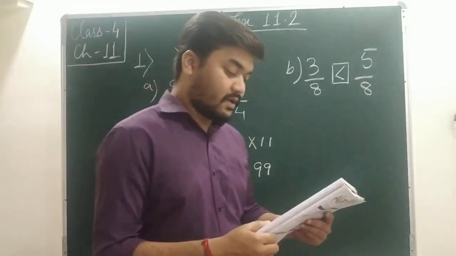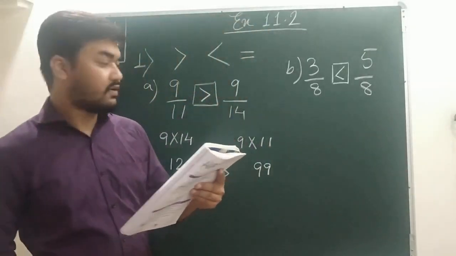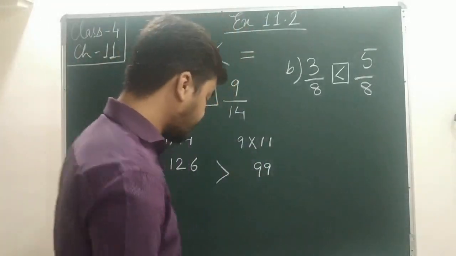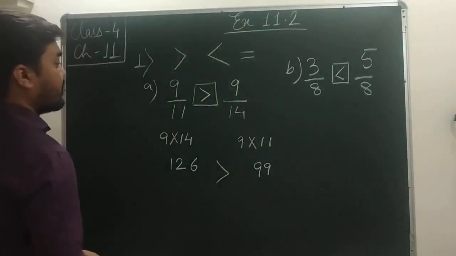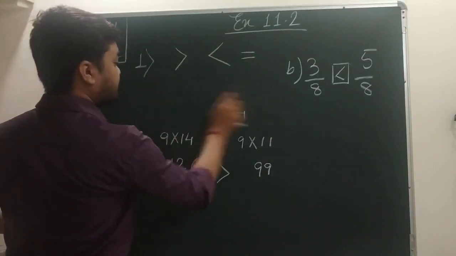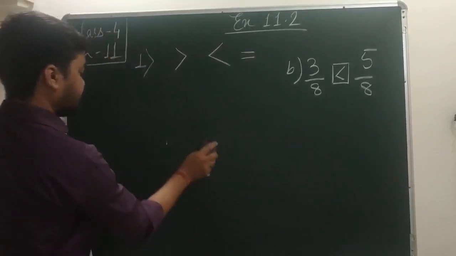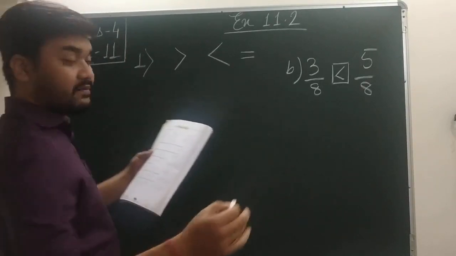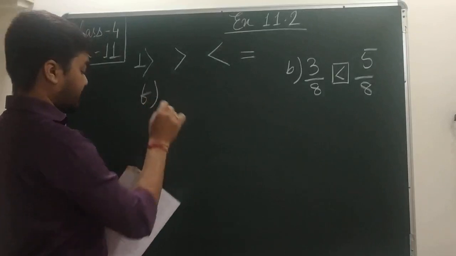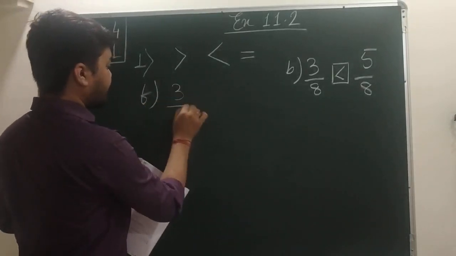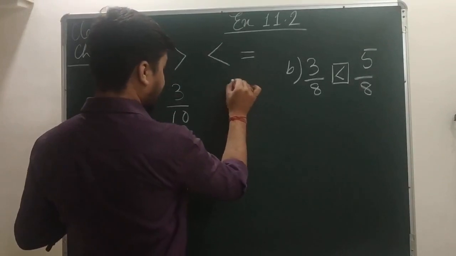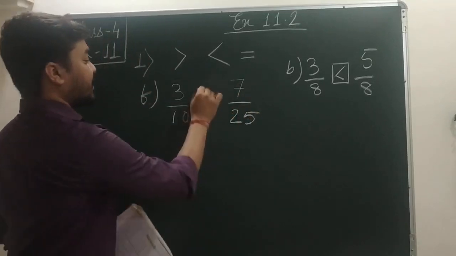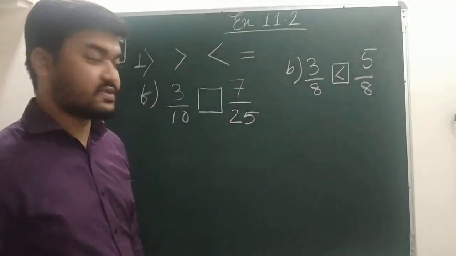Got it? Now one more example or one more sum I will do. The rest questions you can do it by your own. I am doing question number F. 3 by 10 and 7 by 25. In this you have to find which is bigger, smaller, or which is equal.